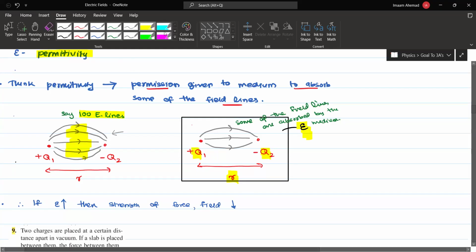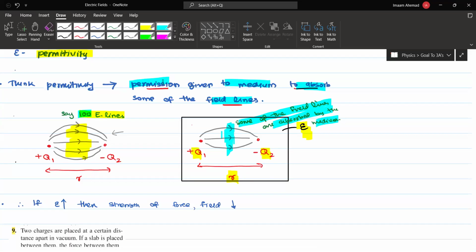So, what is permittivity? As I mentioned earlier, permittivity is the permission given to the medium to absorb some of the field lines. Okay, so earlier we had 100 field lines, but now look, can you see the diagram? Some of the field lines are absorbed. By whom? By the medium. Okay. Look, some of the field lines are absorbed by the medium. If some of the field lines are absorbed by the medium, then what can you tell about the attraction between these two charges? Do they increase or decrease?